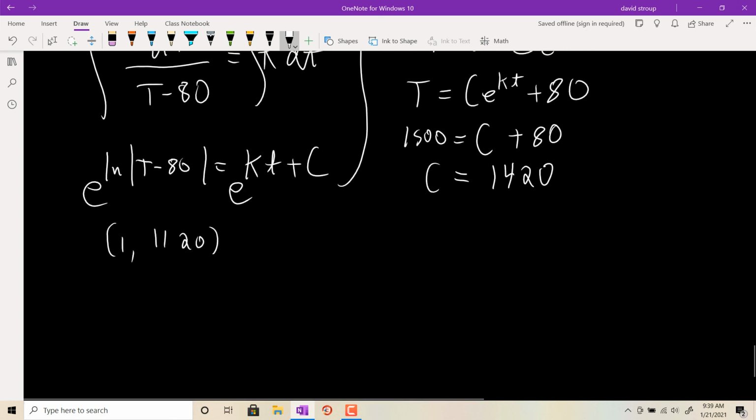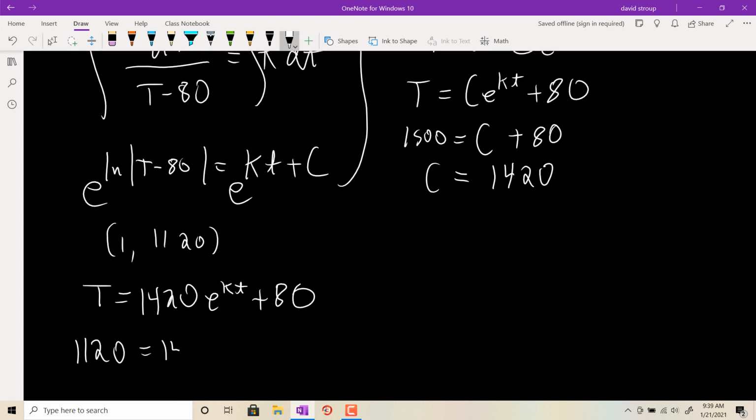And then I have to use the other ordered pair to get the growth constant, the k value. So I have my equation as it is, 1420 e to the kt plus 80, and I'm going to put in the second ordered pair, so that'd be 1120 equals 1420 e to the 1 times k is k plus 80. And then I move the 80 over, so I have 1420 e to the k equals, I'll screw this up, what is it, 1040?